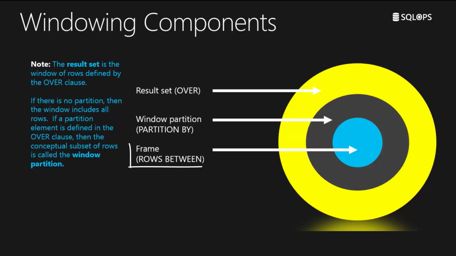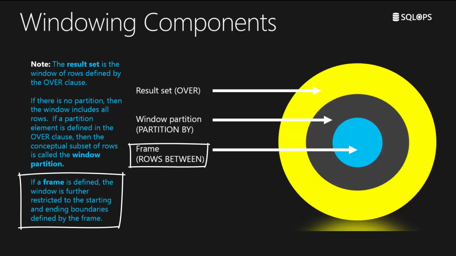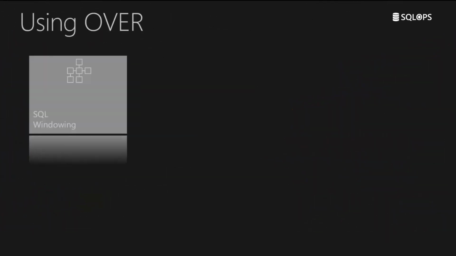And then there is the frames. A row or range clause creates a window frame within the window partition, which allows you to set a starting and ending boundary around the rows being operated on. A frame requires an order by subclause within the over clause. Now let's see how to use the over clause.